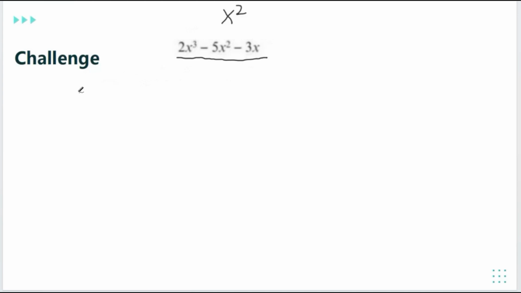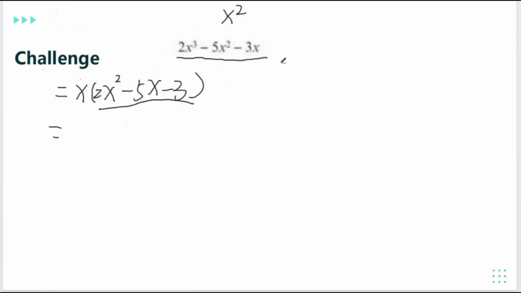Okay. We have to factorize this equation. So we have x cubed, and we still have to do a quadratic expression, right? So we find the common factor x. This expression can be simplified to x times square brackets 2x squared minus 5x minus 3. Yeah, this is a quadratic expression, right?